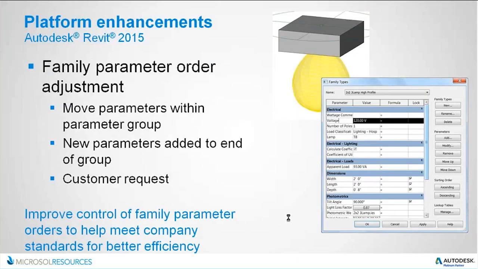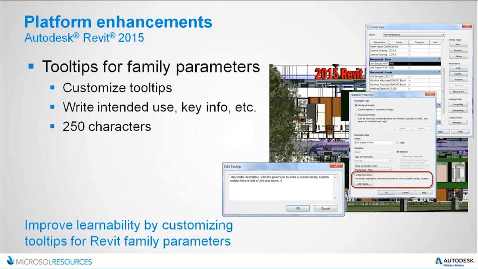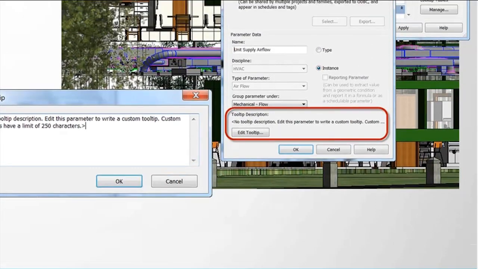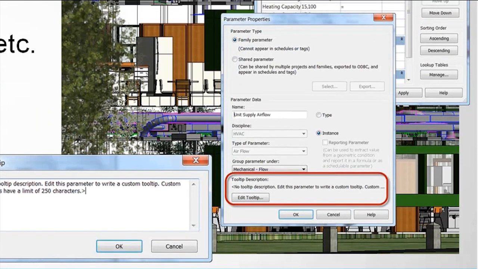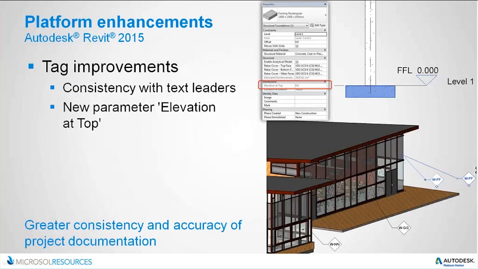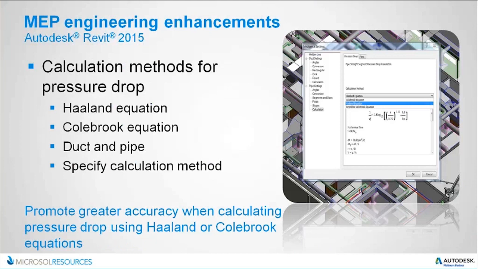Family parameter order adjustment. Now when you create family parameters, it will automatically put it in order for you. This was a big customer request. You can also add tooltips when you're creating parameters. So down here on the right-hand side, you can see that the tooltip description of the parameter properties dialog box actually allows you to edit the tooltip, which is kind of nice. There have been some tag improvements. It's probably more for the architectural or structural folks, but what I like showing on this is the fact that the tags will now stay locked to the things that you've put the tags on, regardless of how you've manipulated the little elbow.